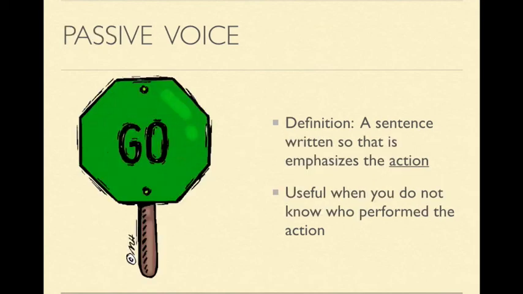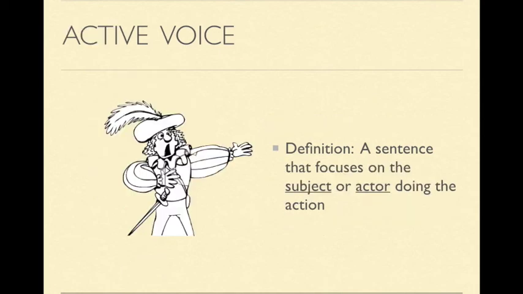Passive voice is a sentence written so that it emphasizes the action, and it is useful when you do not know who performed the action. However, overusing passive voice makes your writing sound weak and awkward. In general, use the active voice to help make your writing direct and forceful.